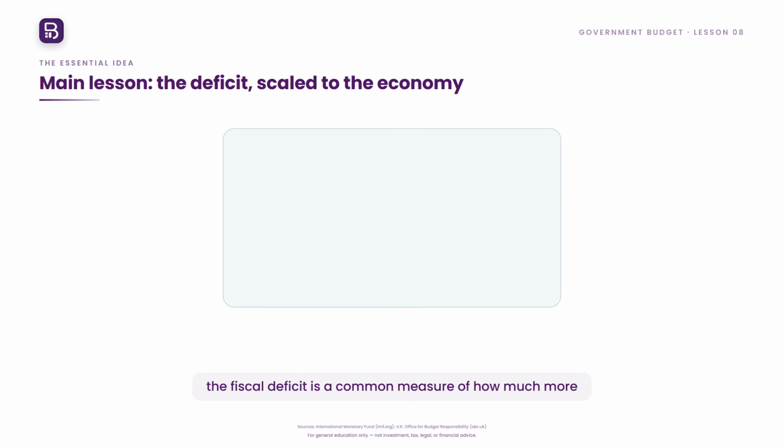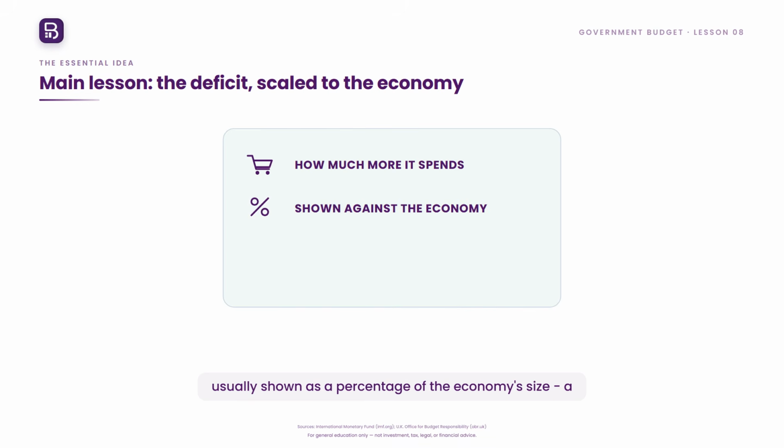The fiscal deficit is a common measure of how much more a government spends than it earns in a year, usually shown as a percentage of the economy's size, a standard gauge of a country's budget shortfall.